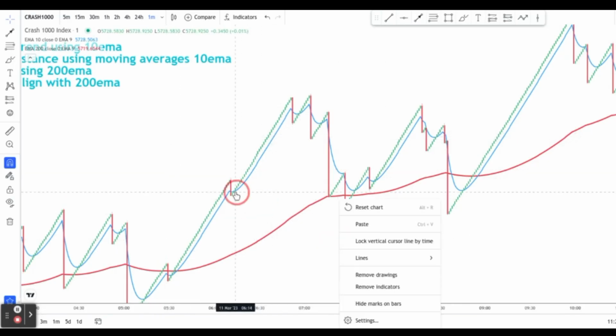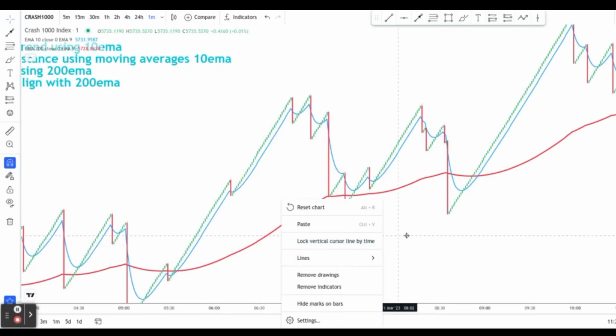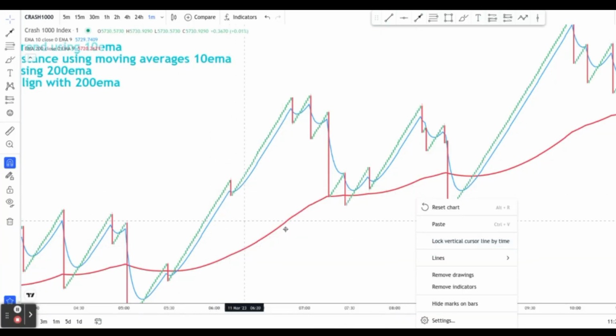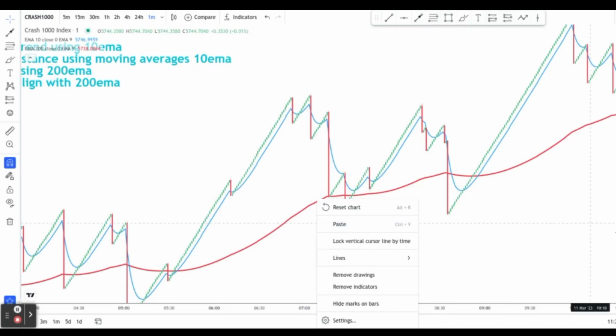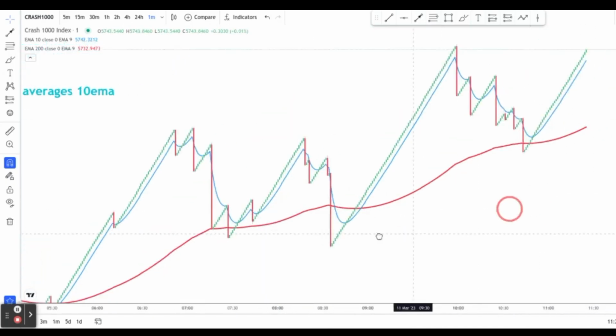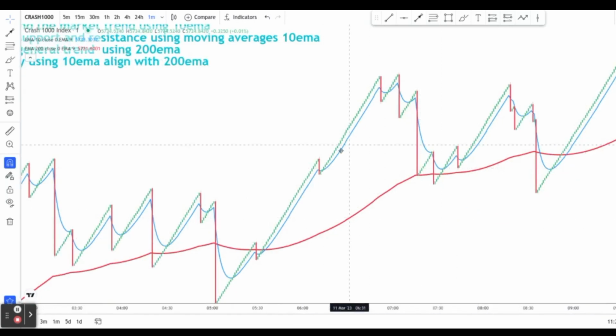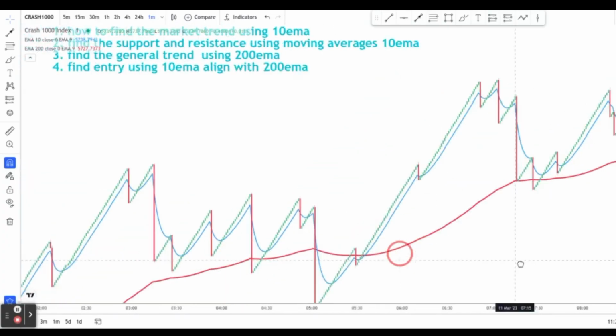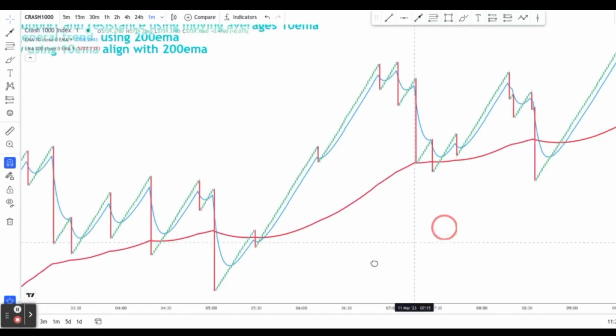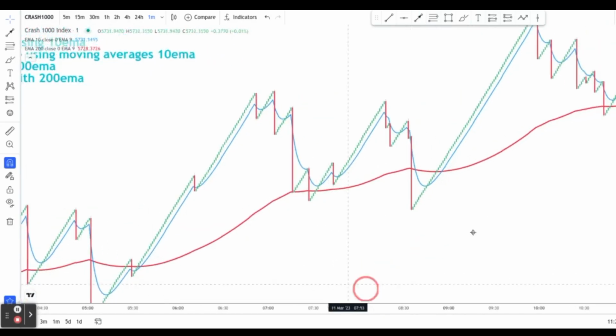But now we are working with 200 EMA. You know how distant the 10 is to 200. So 200 gives us the information of a long time period. That is a very long time period. But 10 EMA gives us information about what is happening in the market immediately. So now as we are determining the general trend, we're using the 200 EMA.